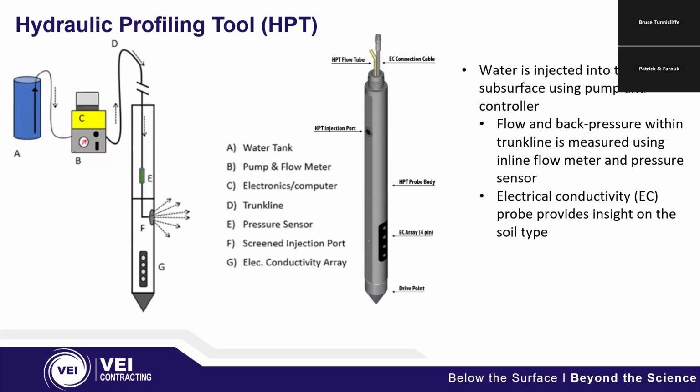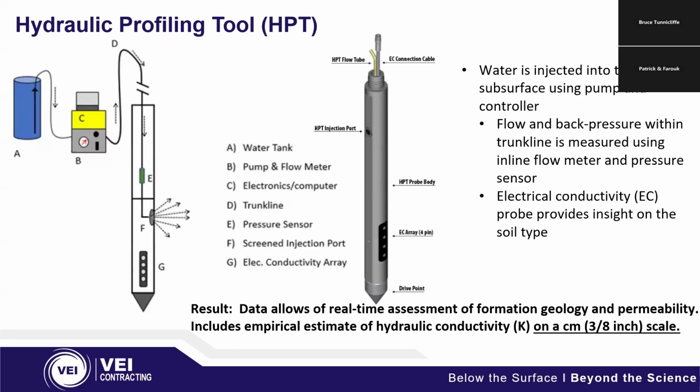so that we can profile that with depth. Additionally, you'll see an electrical conductivity probe at the bottom of this tool, and that's profiling the soil type. The coarser grain materials are going to have a lower EC reading, whereas the finer grain materials are going to have a higher EC reading. So we can get a sense as to what type of geology we're in, and we can confirm that with the HPT pressures that we're seeing as well. All of this is a real-time data assessment for the formation and the geology, as well as the permeability on a per centimeter scale as we're profiling down.